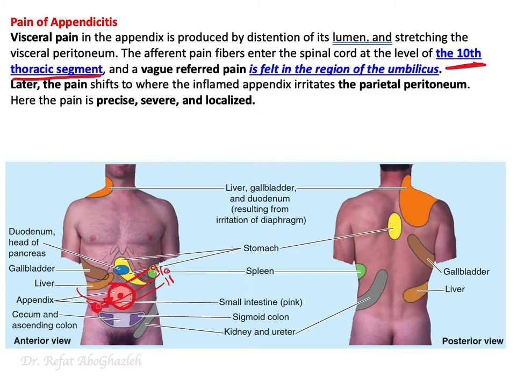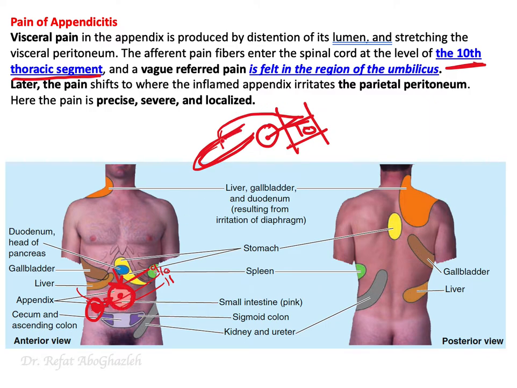appendix, right? And that's why once it's inflamed and swollen, the visceral peritoneum is stretched, you get pain in the visceral peritoneum, then the pain is carried by a nerve to the thoracic segment in the spinal cord number 10, and the 10th thoracic segment also receives sensation from the umbilicus. So the body cannot discriminate whether the pain comes from the appendix or from the umbilicus. So you feel the pain around the umbilicus.